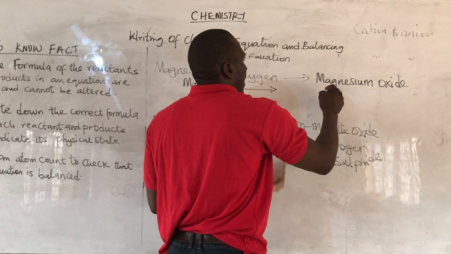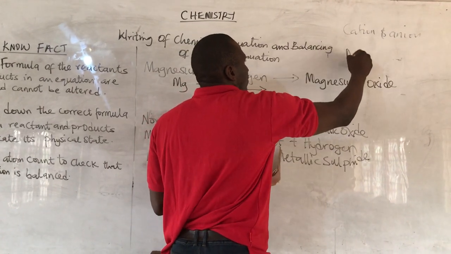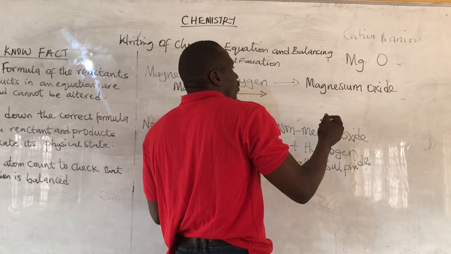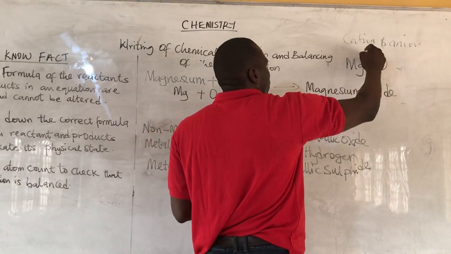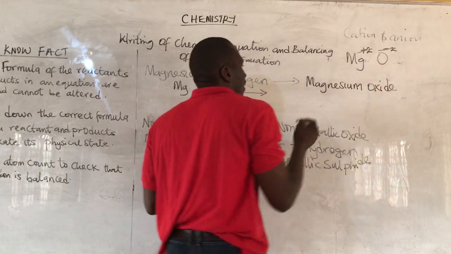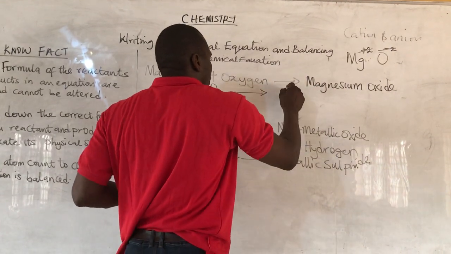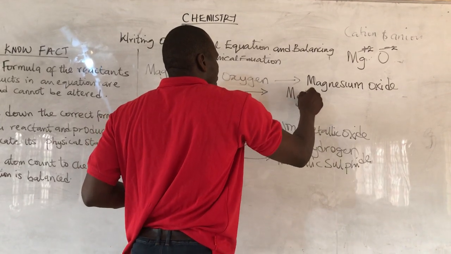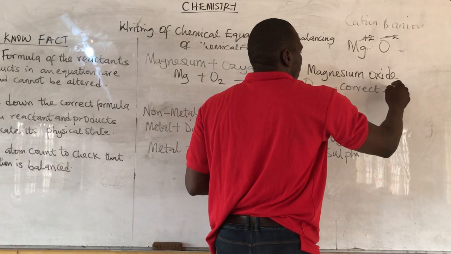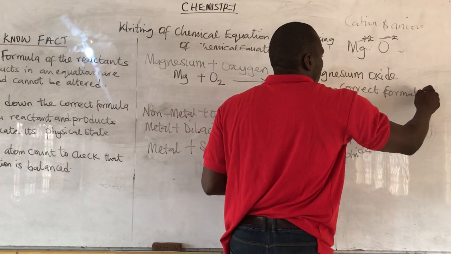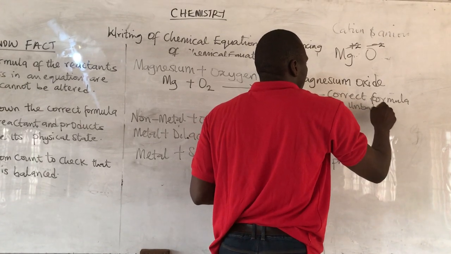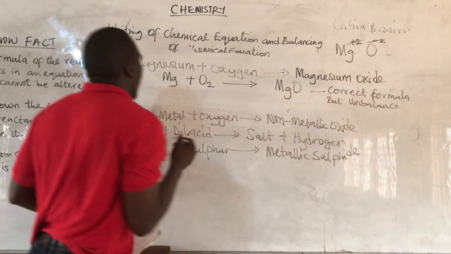So magnesium oxide signifies that there is a magnesium and there is an oxygen. Magnesium is a group 2, valency of plus 2. Oxygen is minus 2, therefore they cancel out, just like the way we did the first one. So magnesium oxide, correct formula, but unbalanced. So how do we make it balanced?